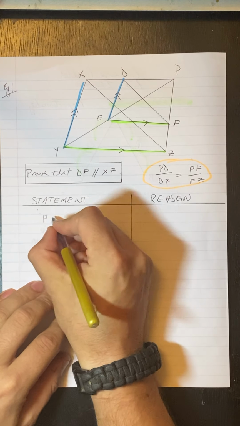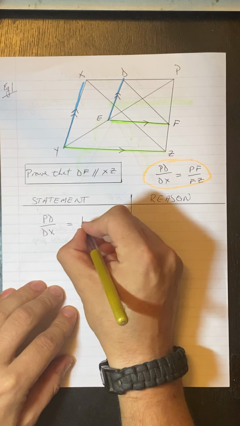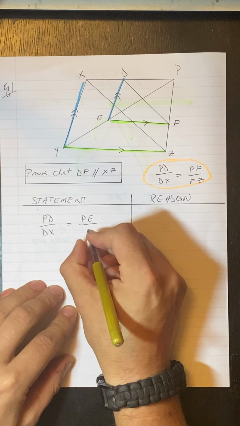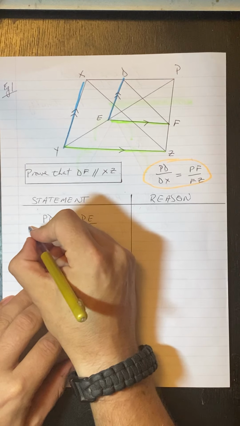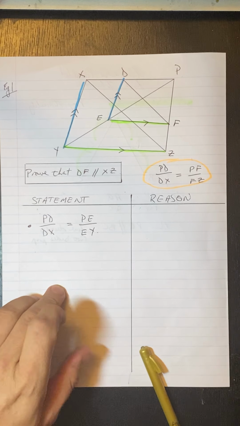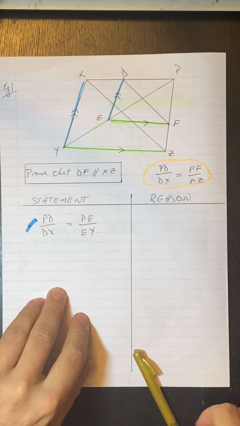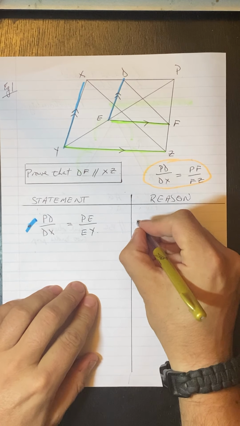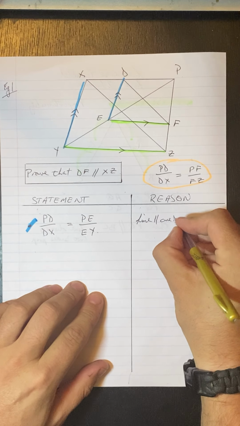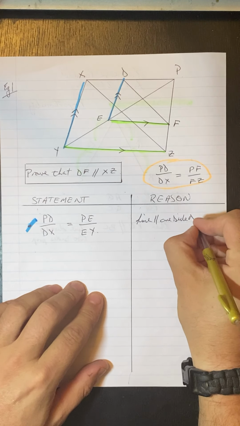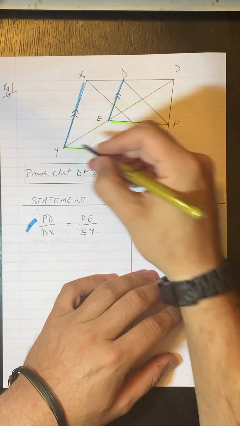So PD to DX must be equal to PE to EY. This is the blue one that I'm using here. The reason for this is line parallel to one side of a triangle. And the parallel lines that I used were DE and XY.